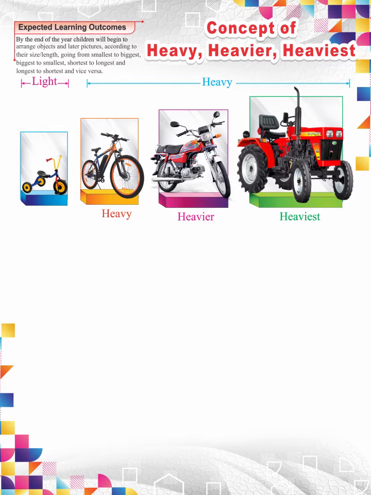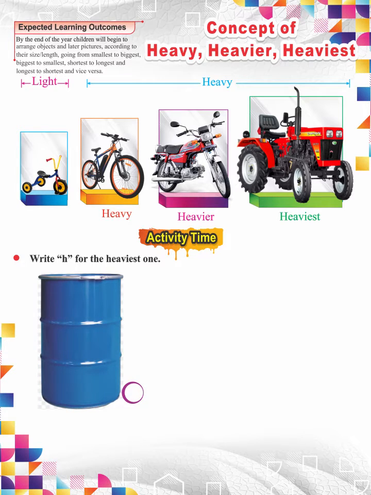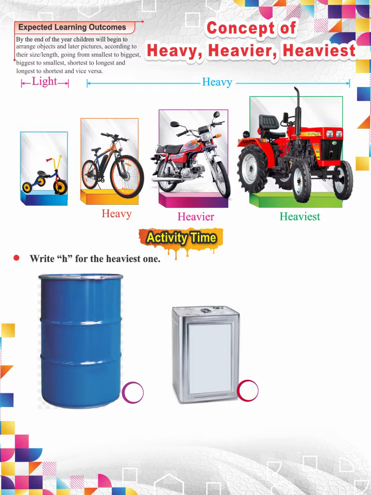Let's have activity time. Write H for the heaviest one. You see a drum, a canister, and a can of oil in this picture. Write H in the circle by the drum because it is the heaviest.